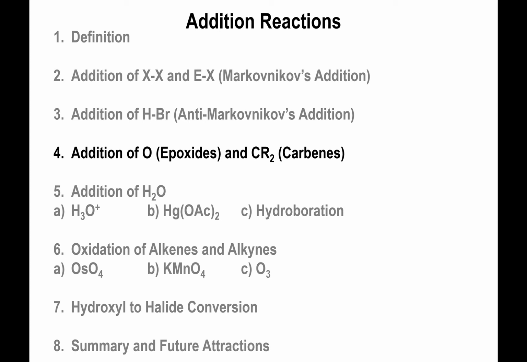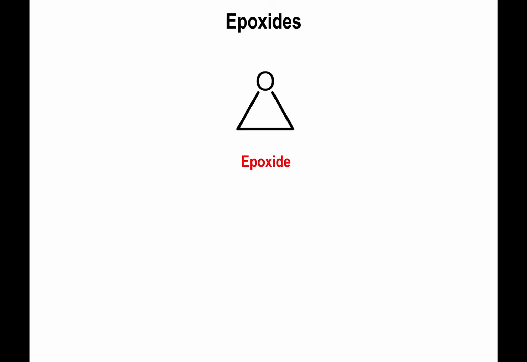Welcome back. This time we will talk about the addition of oxygen, creating compounds known as epoxides or electron deficient carbon centers known as carbenes. To start, let's first analyze the three-member ring that you see here.